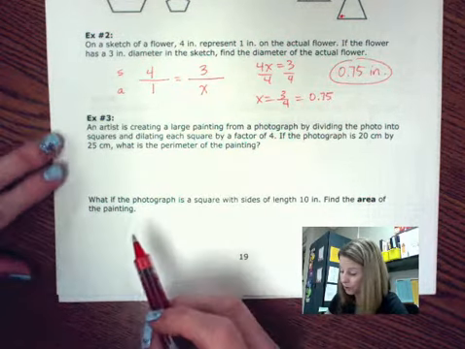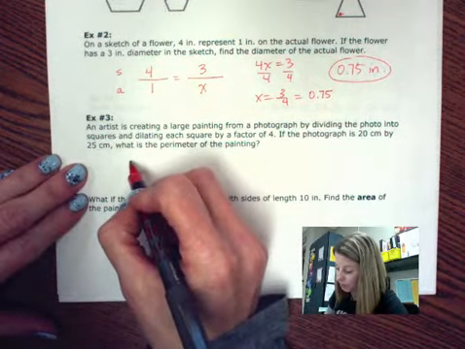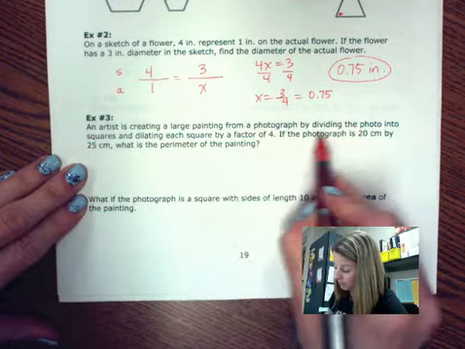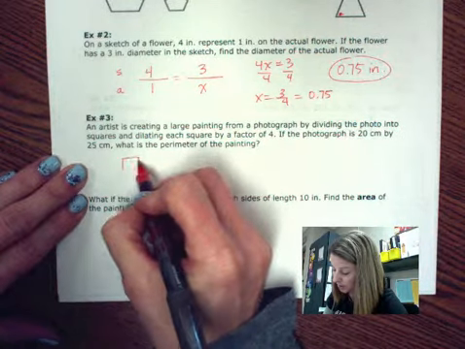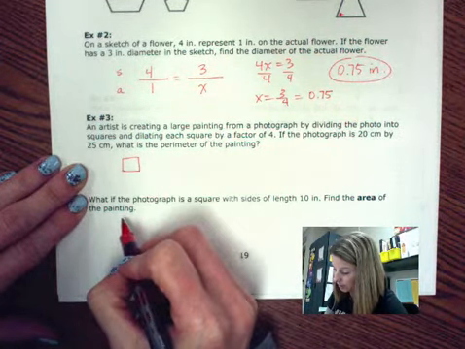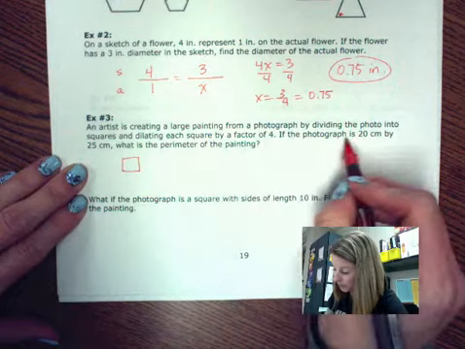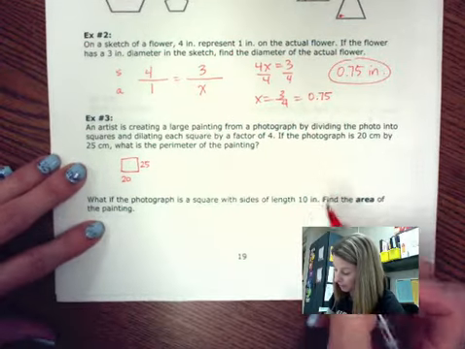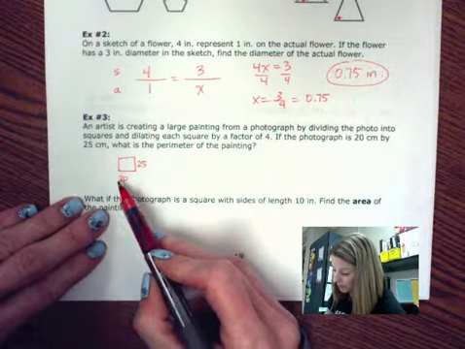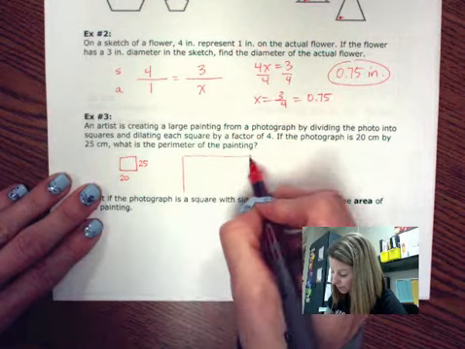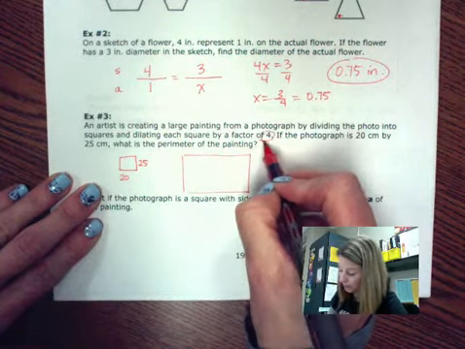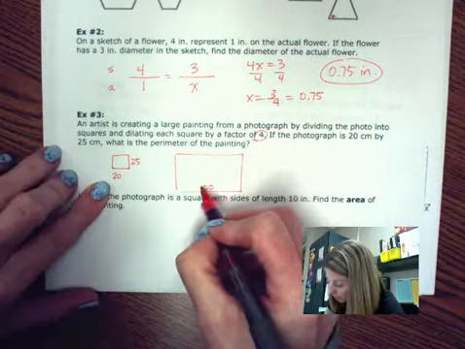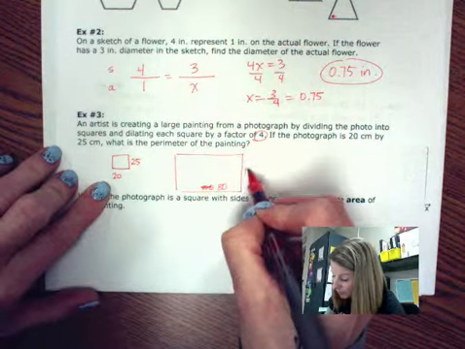Okay, one thing you could do to get yourself started is you could draw pictures. So an artist is creating a large painting from a photograph divided into squares. So I'm going to start with a square here, and each square by a factor of 4. If the photograph is 20 centimeters by 25, so I'm just going to start by doing 20 by 25, what is the perimeter of the painting? So the painting is becoming larger by a factor of 4. So I'm going to have to multiply each of these by 4. So that would be 100, oh not 100, sorry, that would be 80 and then 100 over here.